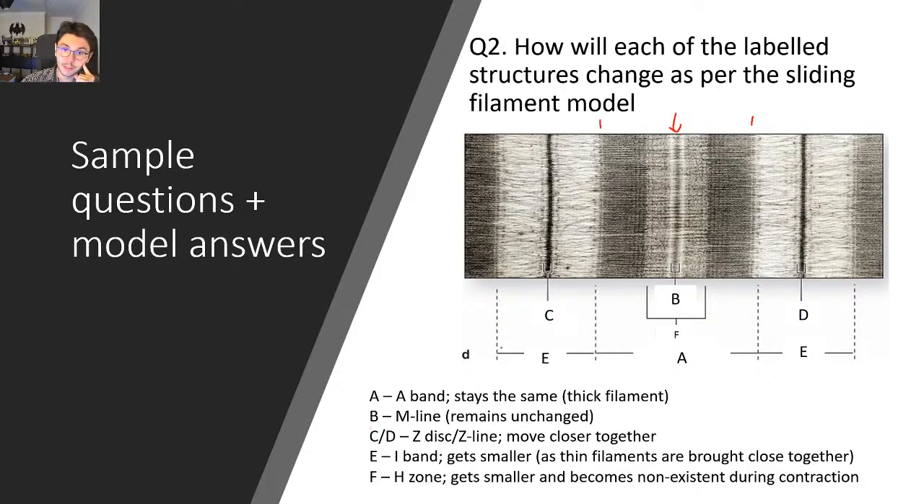Moving onwards, we have C and D, which are the same. They're basically the Z line or Z disc. What happens to these is that they move closer. So this can be quite tricky because you could assume that this here could also be the I bands or the thick filaments. So you have to be careful here. It's always going to be the thick filament, which is really concentrated in this area.